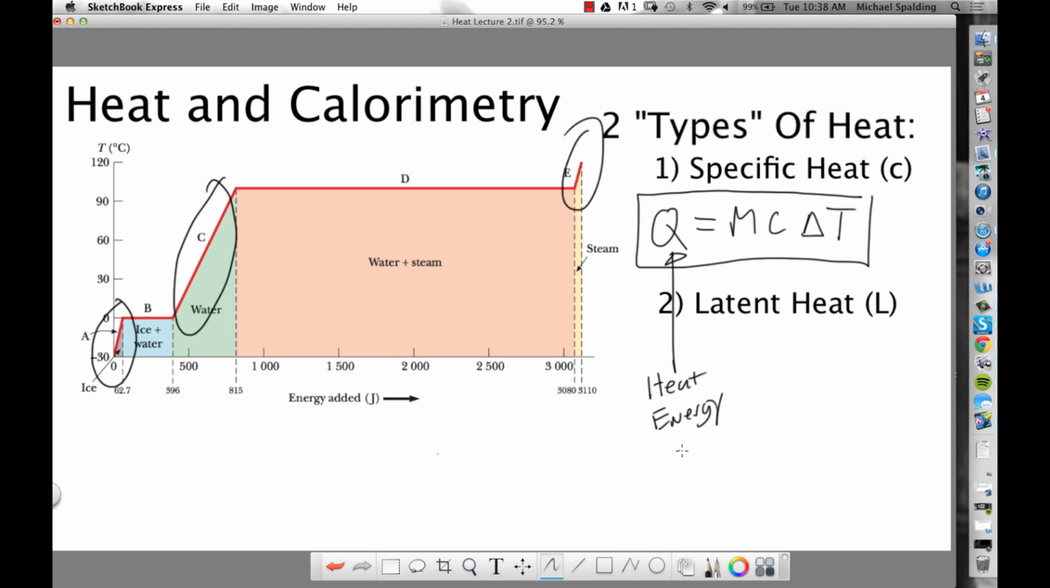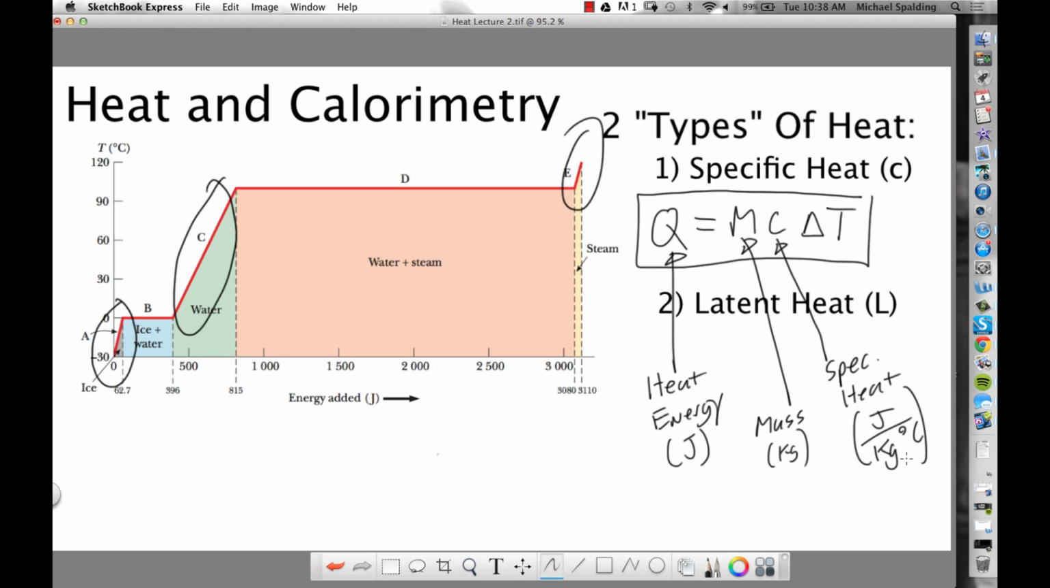Q is energy measured in joules. M is mass measured in kilograms. C is the specific heat, which I'm going to talk about in a second. I want to explain this unit. It's in units of joules per kilogram degree Celsius. And then delta T is change of temperature, which could be degrees Celsius or Kelvin. It doesn't matter because you're talking about temperature change.